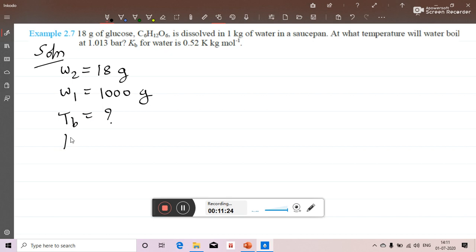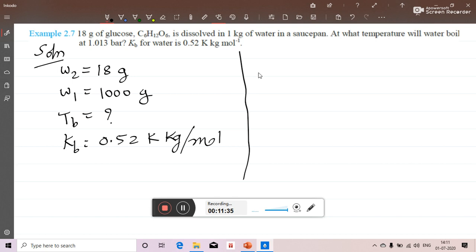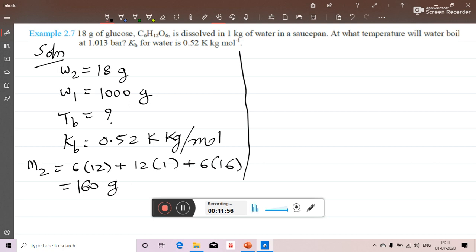KB for water is 0.52 Kelvin kilogram per mole. So first of all we have to find out delta TB. Now for delta TB we require M2 also, that is the molar mass of solute. Now for glucose it is C6H12O6. So 6 times 12 plus 12 times 1 plus 6 times 16 will come out as 180 gram per mole. So the molar mass of glucose is 180 gram per mole.